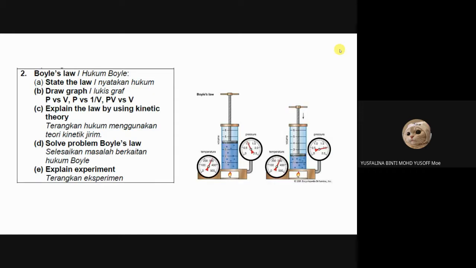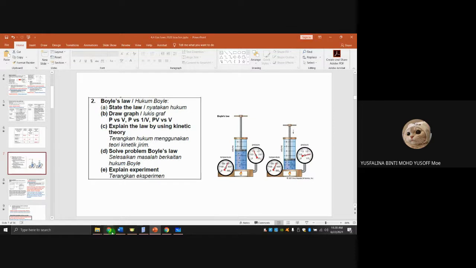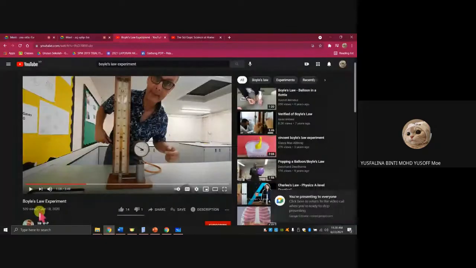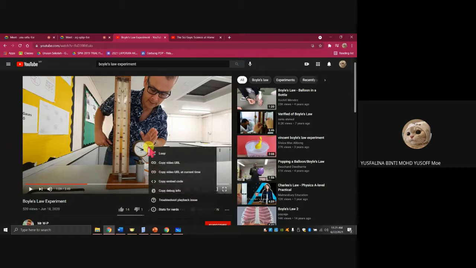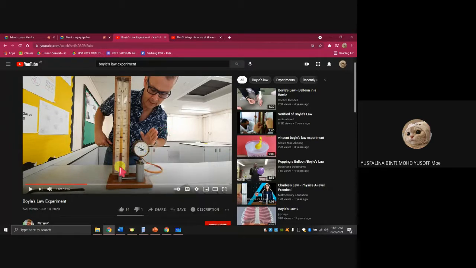Okay, now we see the first one, the Boyle's law, right? So before that, let's see a video. Okay, so this is the Boyle's law experiment. This is actually a Bourdon gauge. This one is to measure the gas pressure. And this one can measure the volume, right? The volume of the water here. Okay, so let's see.